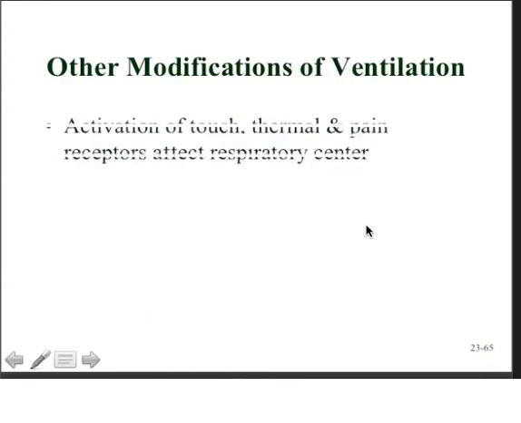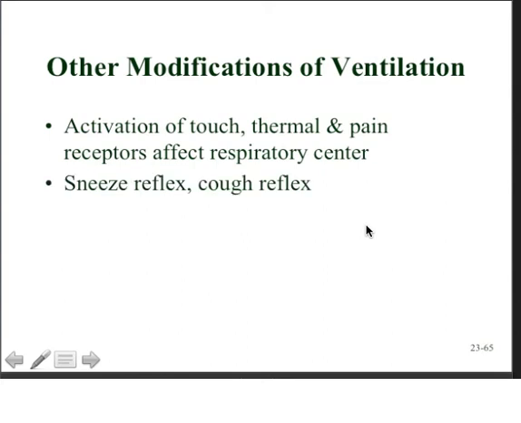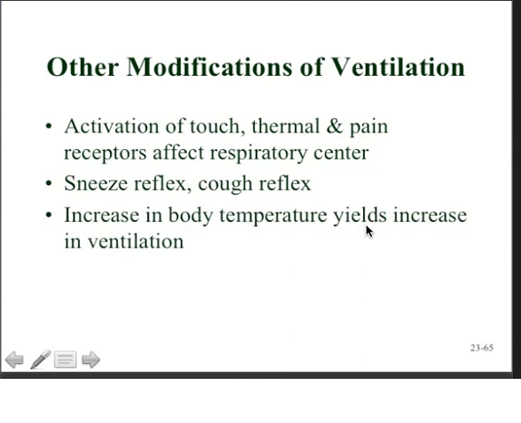Other modifications on ventilation include activation of touch, thermal, and pain receptors that affect the respiratory center, or sneezing or cough reflexes. Those are protective to get irritants out of the lungs, and an increase in body temperature that produces an increase in ventilation, again as a response to a change in metabolic rate.